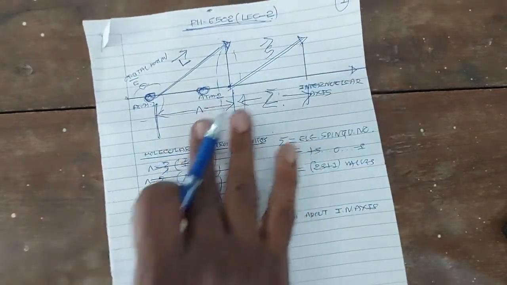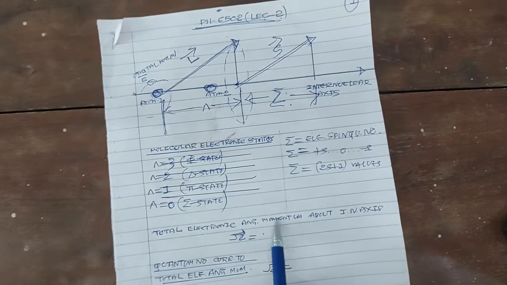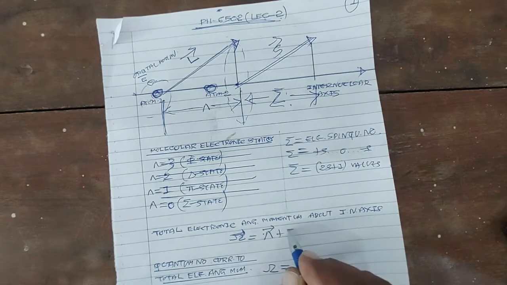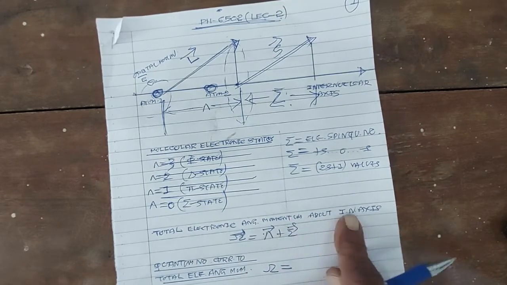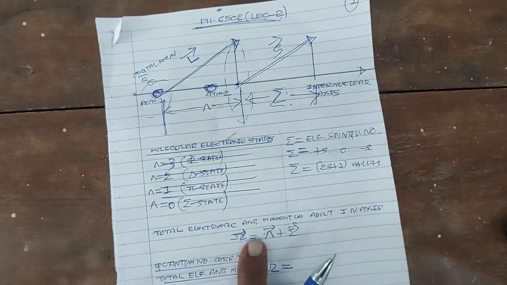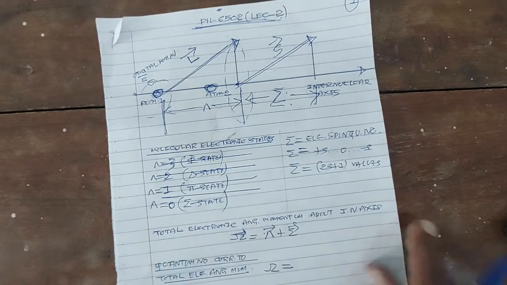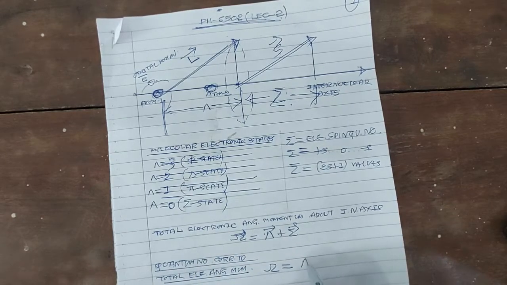Now, the total electronic angular momentum about the internuclear axis is denoted by omega, which is the sum of lambda plus sigma, right? So the sum of lambda and sigma gives the total electronic angular momentum of the molecule, omega, about the internuclear axis, and the quantum number corresponding to total angular momentum will be lambda plus sigma, right?